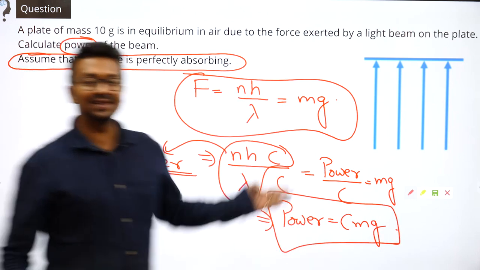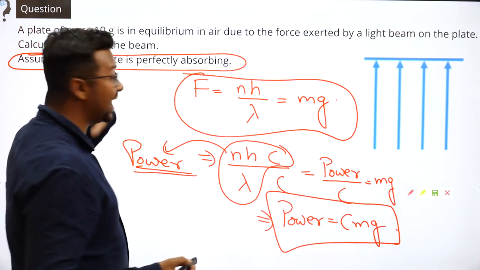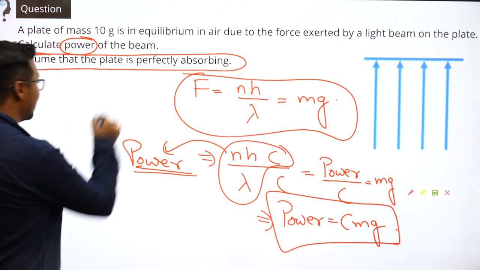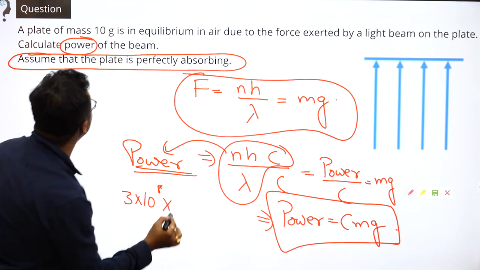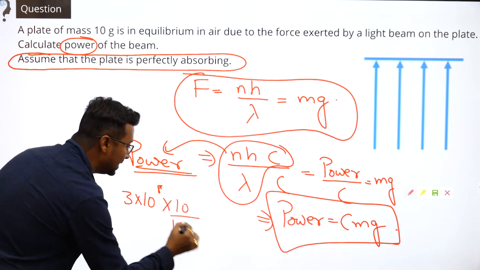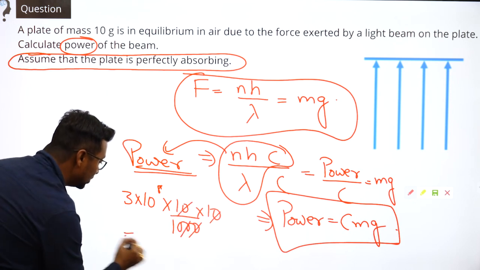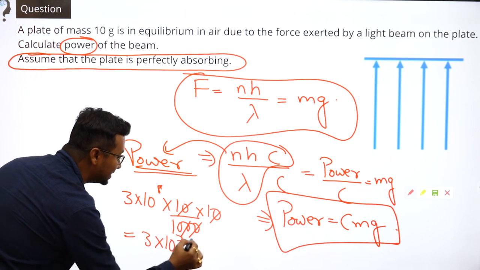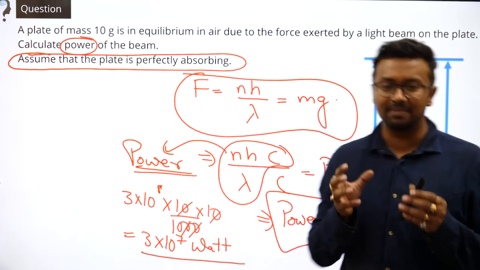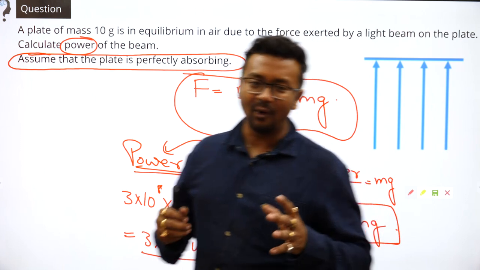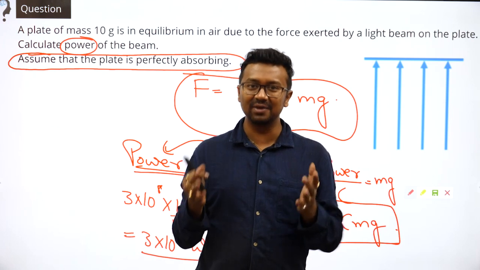Now, what is c? c is the velocity of light, 3 into 10 to the power 8. What is the mass? Mass is 10 grams. All right. So if I put down everything together, what should I get? 3 into 10 to the power 8 into 10 divided by 1000 into 10. That is the value of g. Zeros cut. All right. So this will become 3 into 10 to the power 7 watt. That means even for such a small plate, you require a beam of very high wattage. That is 3 into 10 to the power 7. I hope you can imagine what should be the power of the light.